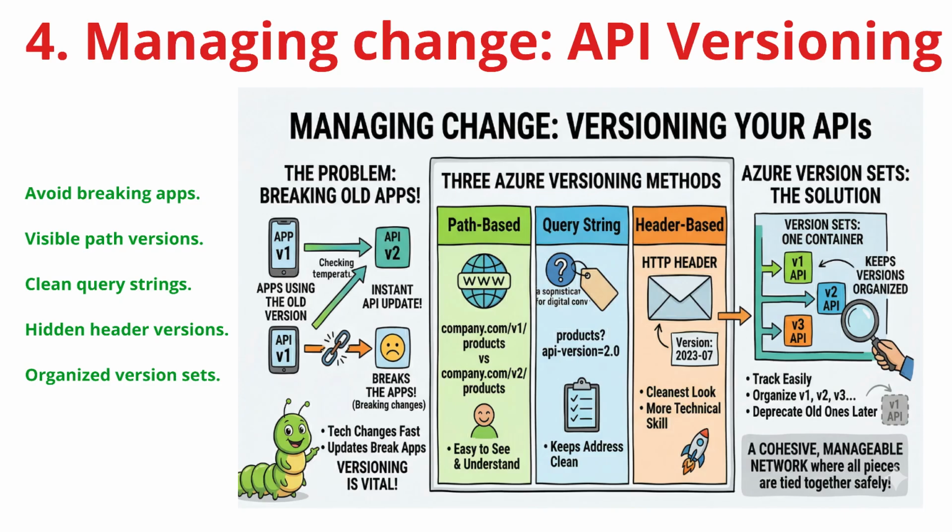To keep all of this organized, Azure uses version sets. Think of it as one container that holds all your different versions. This allows you to track your APIs easily, keep them organized, and eventually retire or deprecate the old ones once everyone has safely moved to the latest update. It's the best way to ensure a cohesive, manageable network where all your pieces stay tied together safely.